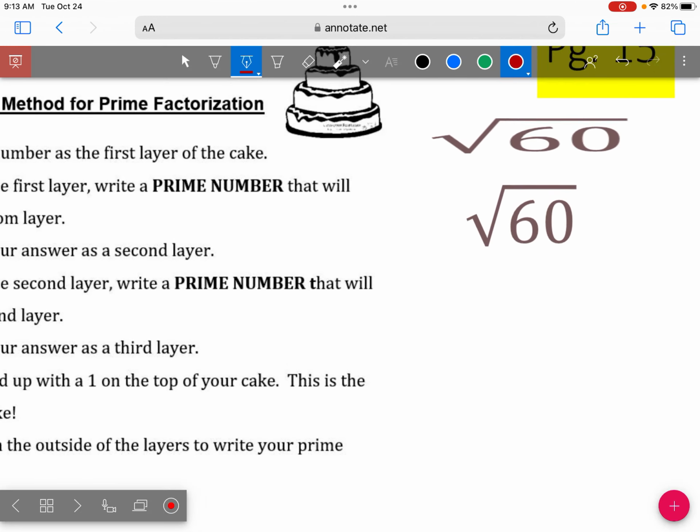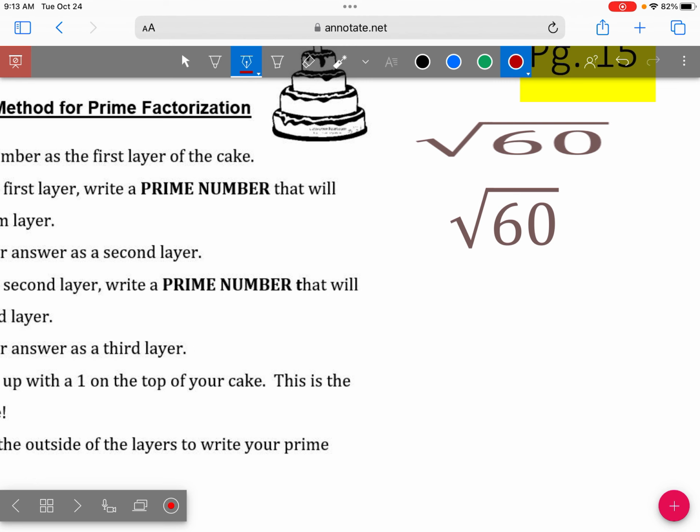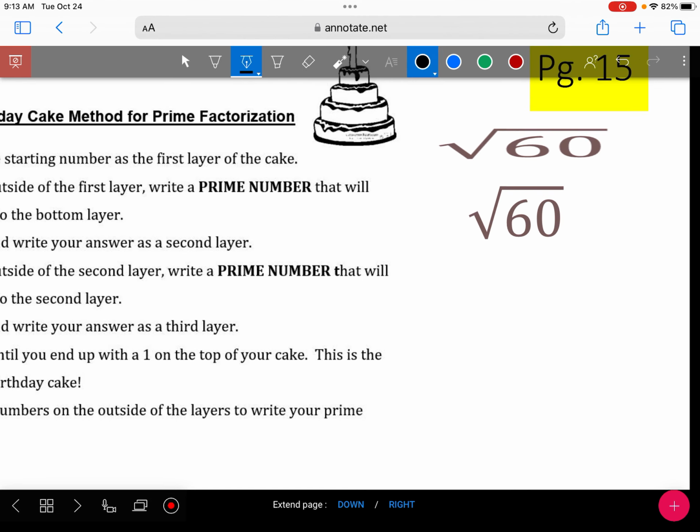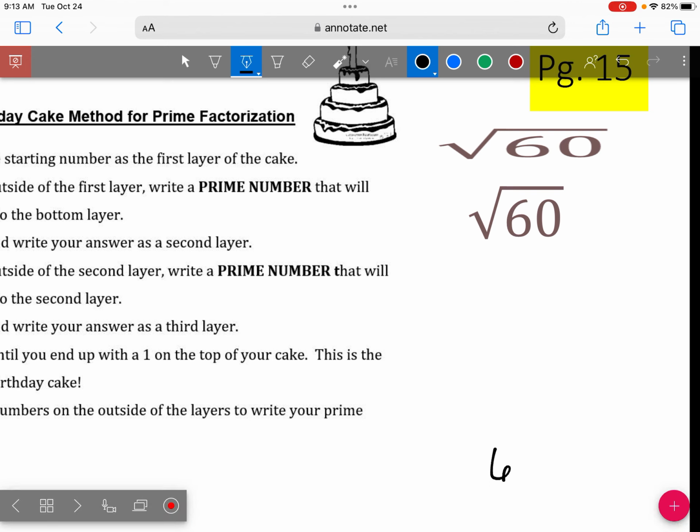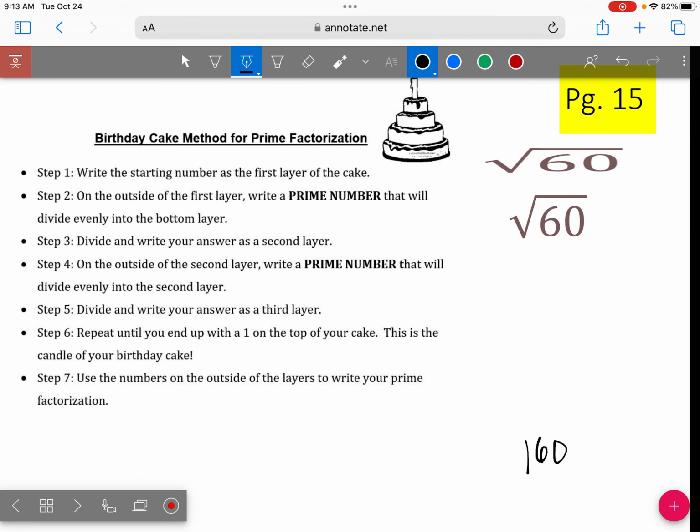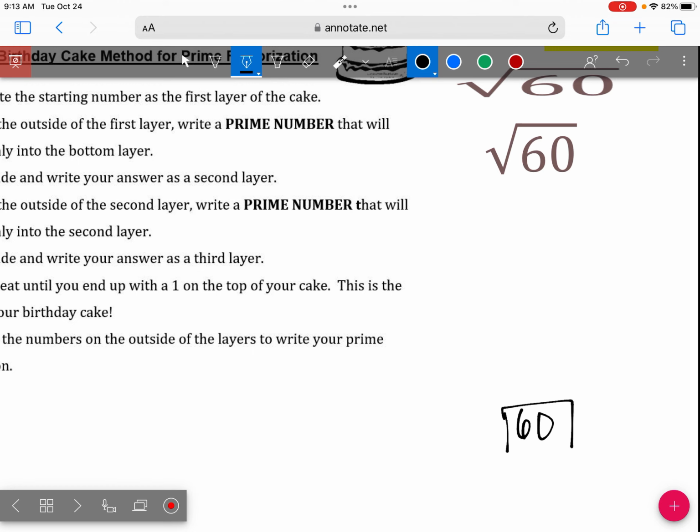Okay, let's look at 60. Let's go ahead and build our cake with the 60. So starting off with a 60. I'm gonna go down a little lower because this cake might be tall. Okay, so let's take the 60 and let's start dividing it. Let's start by dividing it by 2. So 2 goes into 60 how many times? Pick up your calculator, take 60 and divide it by 2. You keep dividing it by 2 until you can't divide it by 2 anymore.